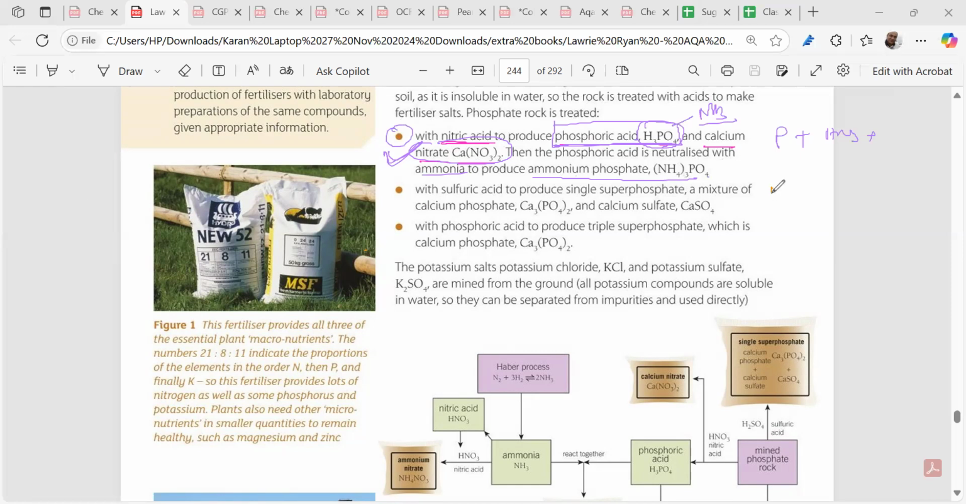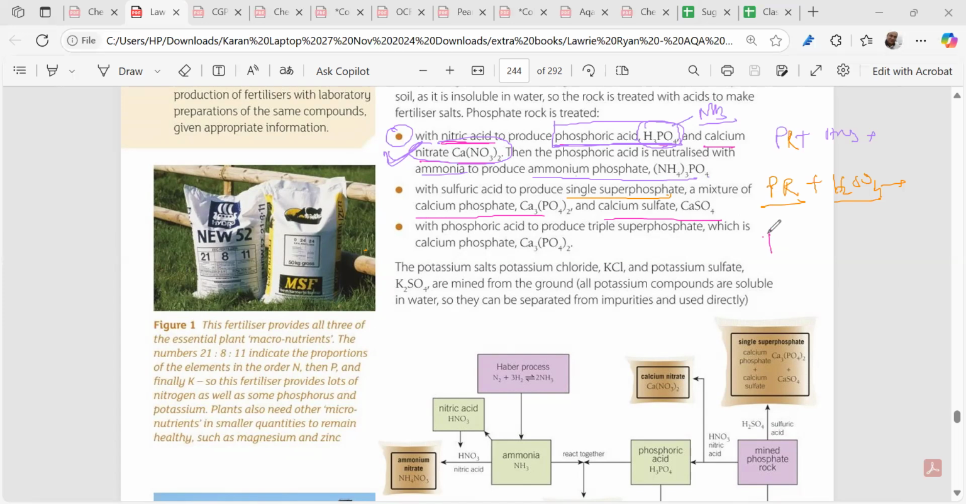The second process is that the phosphate rock is taken, and we're adding sulfuric acid, H2SO4, right? Now underline this. This is called a single superphosphate. When we take phosphate rock and sulfuric acid, we get a single superphosphate, right? The product is what? The product is calcium phosphate and calcium sulfate. Understood? This is clear. We get calcium phosphate and calcium sulfate. This is called a single superphosphate.